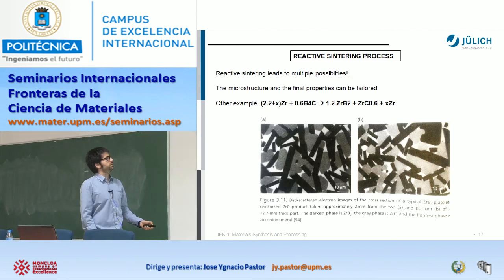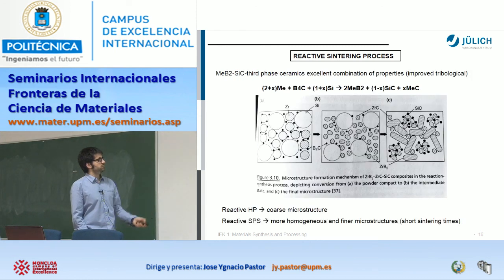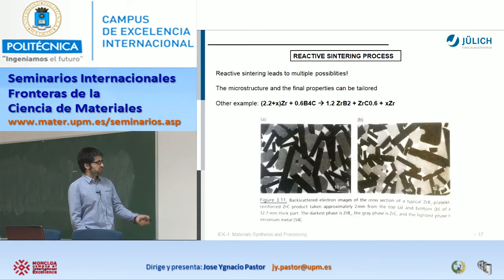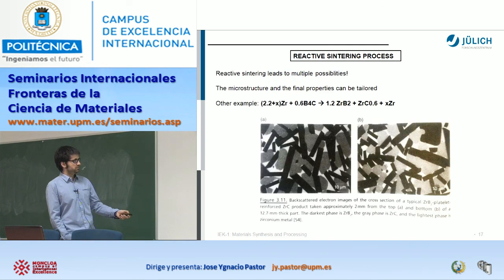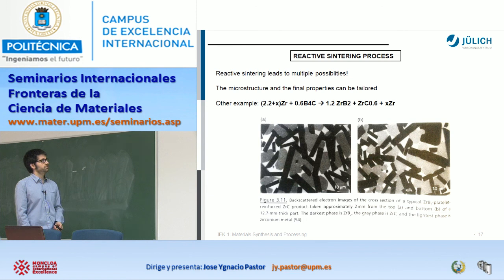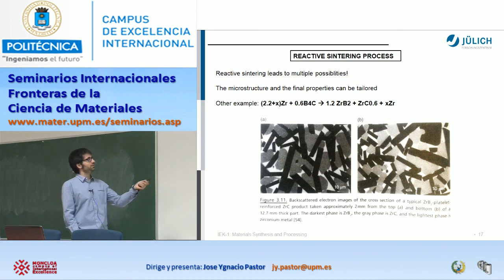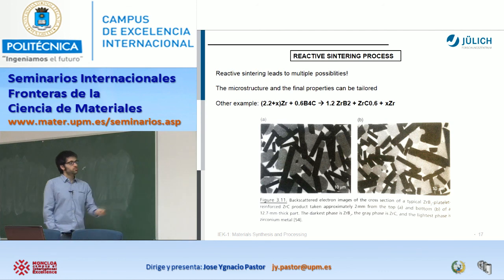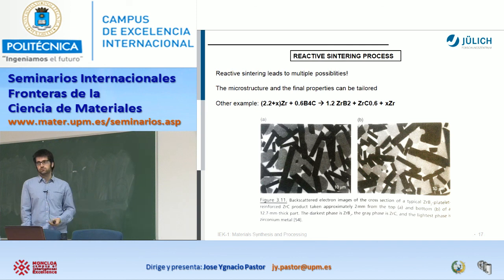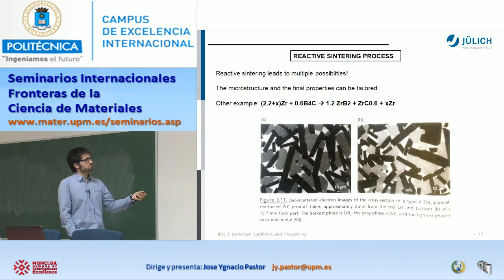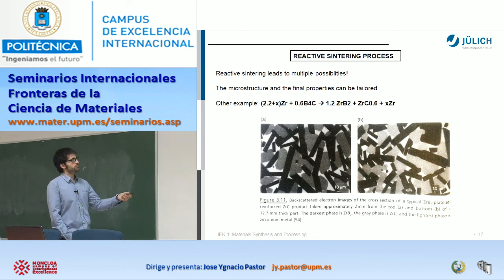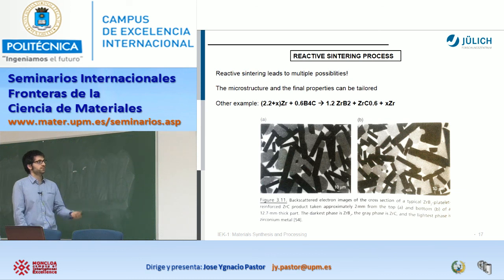Here is the example of these reactions, and as you see here, how the elongated particles grow that correspond to the zirconium diboride or these silicon carbide particles, these different phases. And as I mentioned, that leads to multiple possibilities. Just think about what exactly you want, and probably you can process it through different reactions.